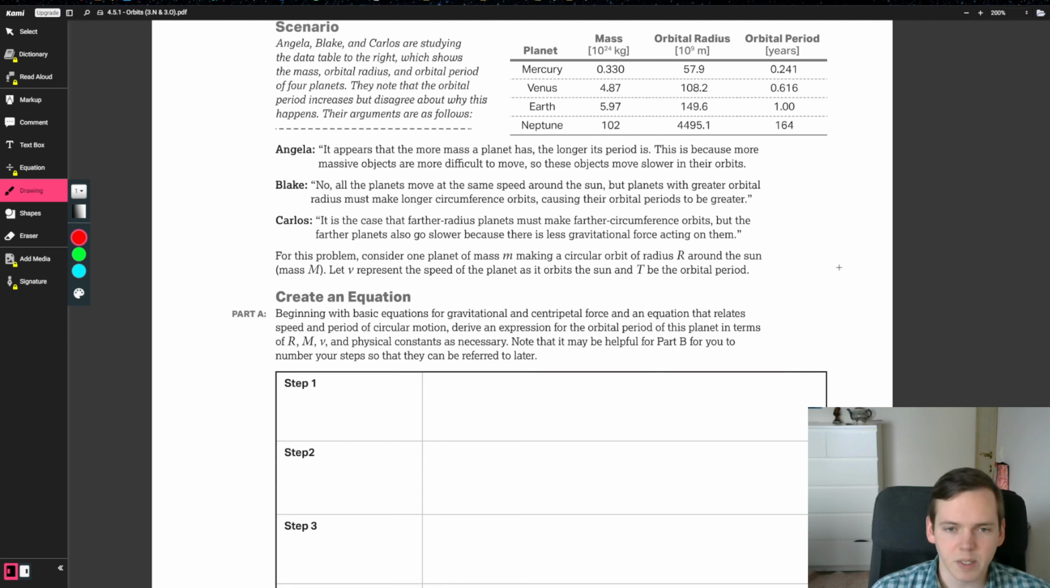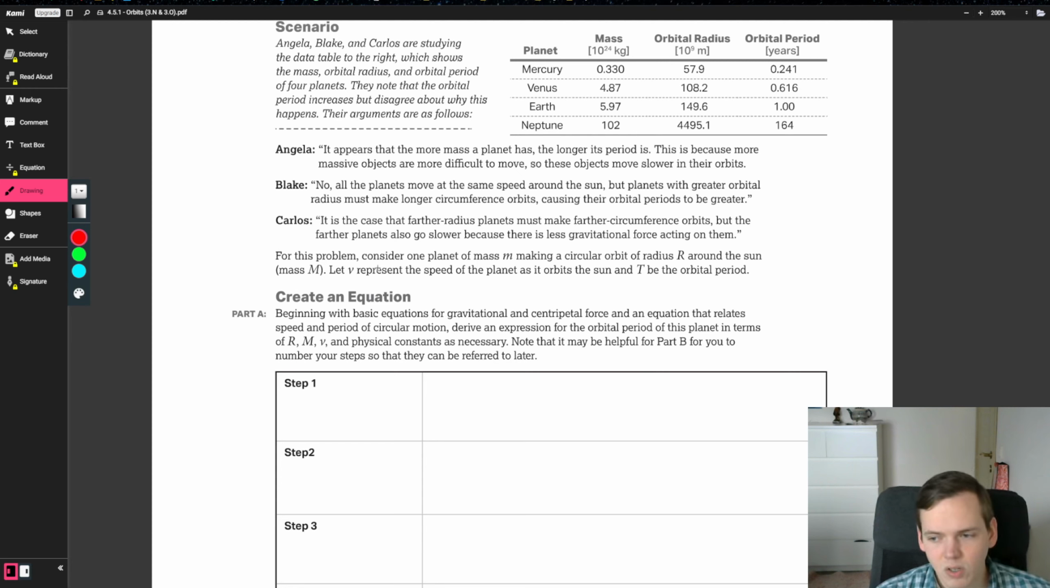And so Angela says it appears the more mass a planet has, the longer its period is. More massive, more difficult to move, therefore they move slower. Blake says no, the planets move at the same speed, but planets with greater orbital radius must make longer circumference orbits, therefore the periods are greater. So in other words, they're all moving at the same tangential speed. And Carlos says, it is the case that the farther planet radius must have farther circumference orbits, but the farther planets also go slower because there's less gravitational force acting on them.